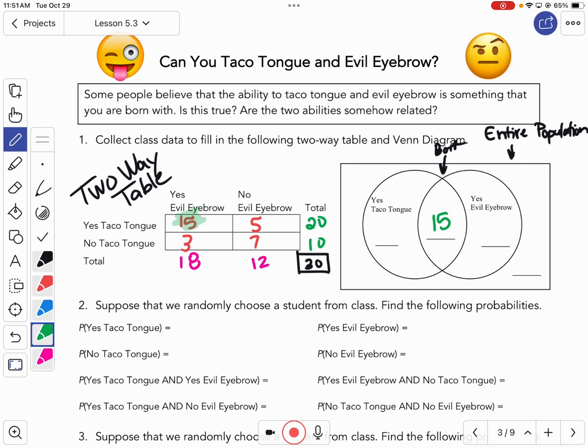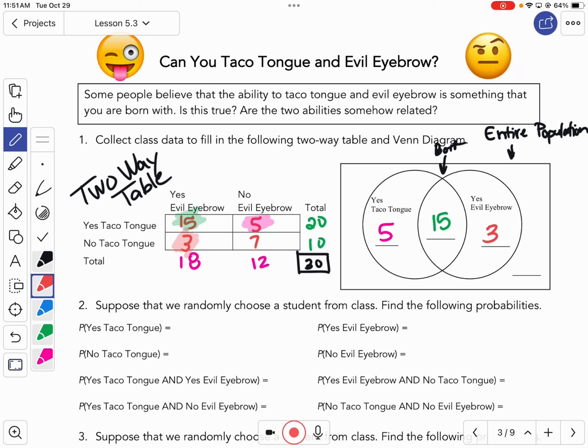Now let's talk about what's left over to go in the other spaces. In this first circle, it's talking about the people who can do the taco tongue but can't do the evil eyebrow. How many people is that? Five. It had to add up to my 20 total people that were yes to the taco tongue. So my five goes there. The next one that we want to put in are my ones who can only do the evil eyebrow, but they can't do the tongue. How many people is that? That's three. That's these three people right here.